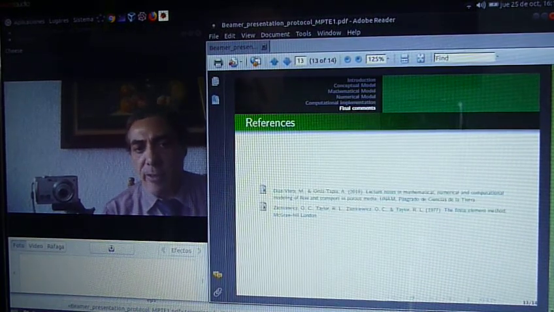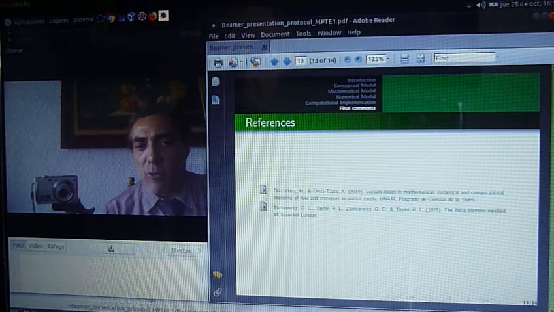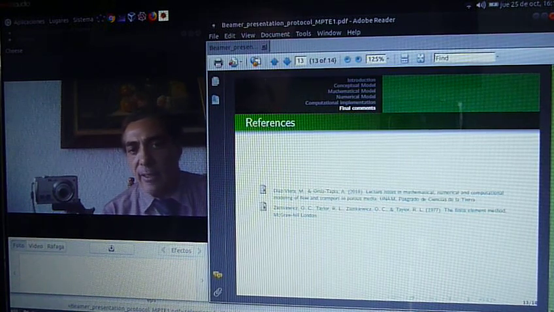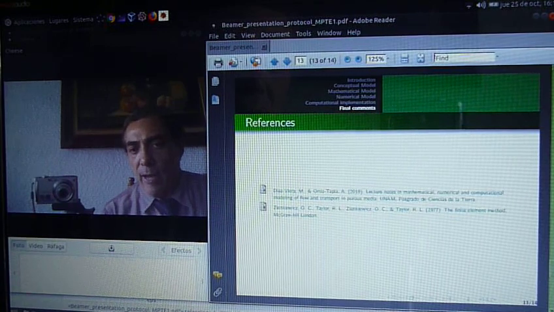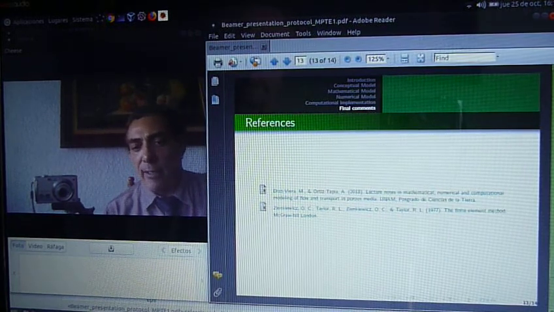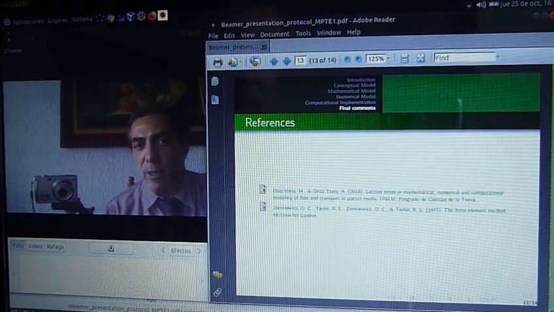These are the references, which include the lecture notes in mathematical, numerical, and computational modeling of flow and transport in porous media for the postgraduate studies of Earth Sciences at the National University of Mexico City. And the second important one is Zienkiewicz, Taylor, and others, The Finite Element Method, which is the numerical discretization of our mathematical model.